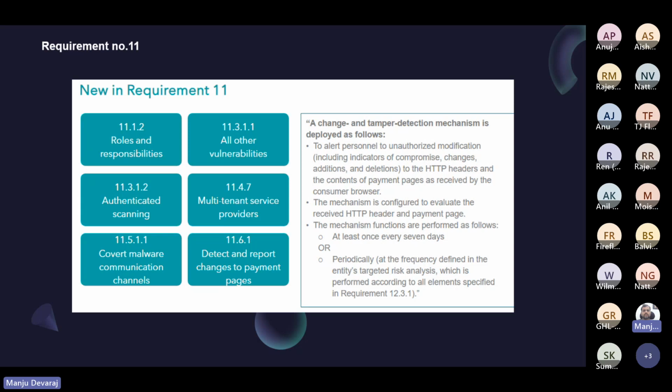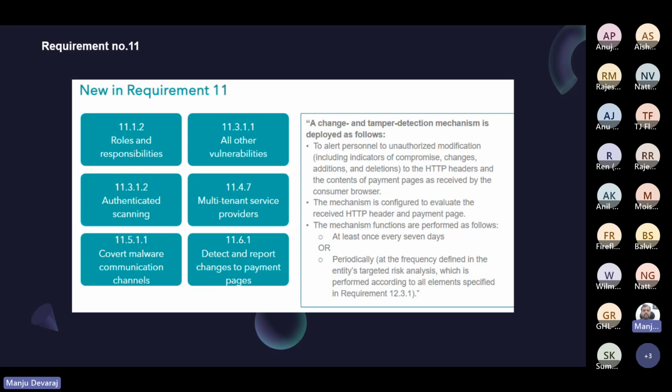Another is authenticated scanning. Now they're using the words authenticated scanning. It means you cannot just go ahead and provide any report, and not everything can be accepted. You need to make sure it's authenticated scanning, and the assessor also has to make sure of that. It means something like a white box.